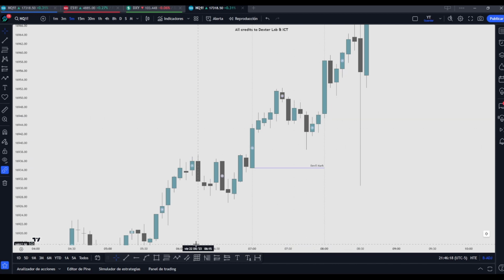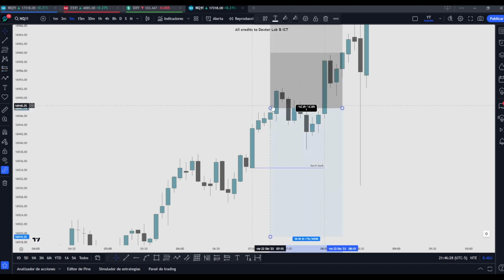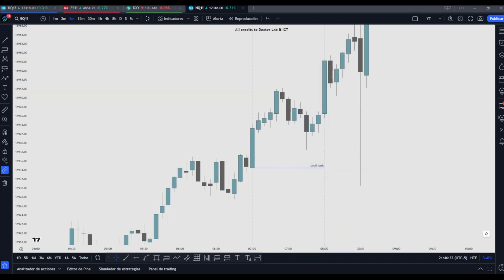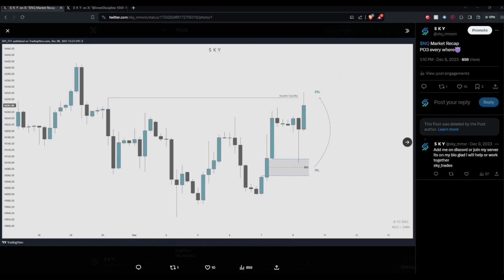Probably you could potentially take some loss right here. But once again, not every model, not every concept works 100% of the time. So you have to make it to your own criteria and have some judgment. Let's check some other examples. This was shared on Twitter.